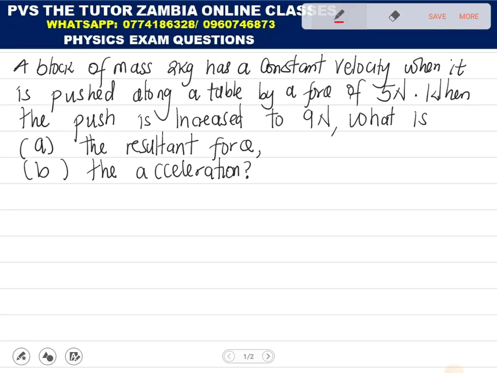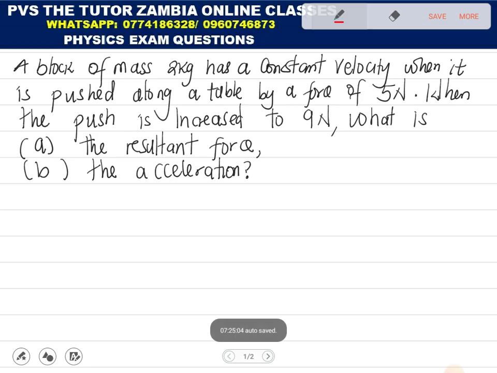I'm previous tutor. Have a physics question here which says a block of mass 2 kg has a constant velocity when it is pushed along a table by a force of 5 newtons. Then when the push is increased to 9 newtons, what is the resultant force and what is the acceleration?